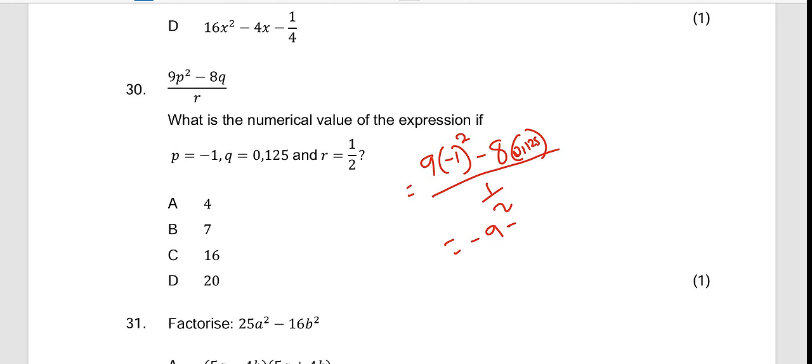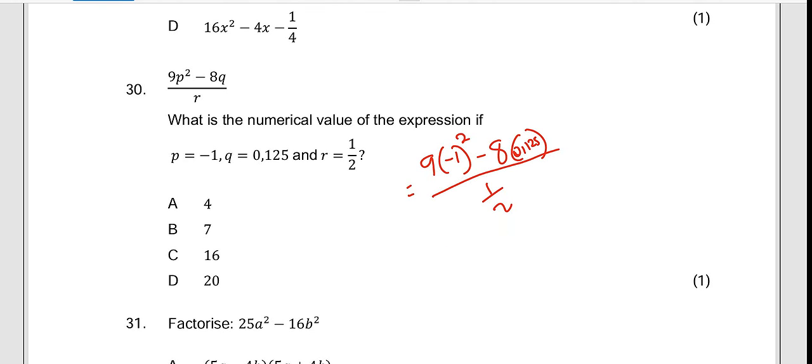Just use your calculator for these questions, guys. It's easier to use your calculator. So 9 brackets minus 1 to the exponent of 2 is going to give me positive 9. And then minus. But this, everything is going to give me 1. And then over 1/2. The answer is going to be 8 times 2, and then the answer is going to be 16. The correct answer is 16.